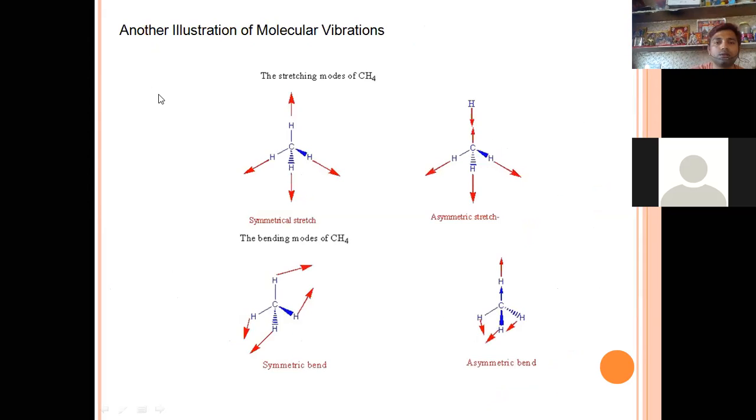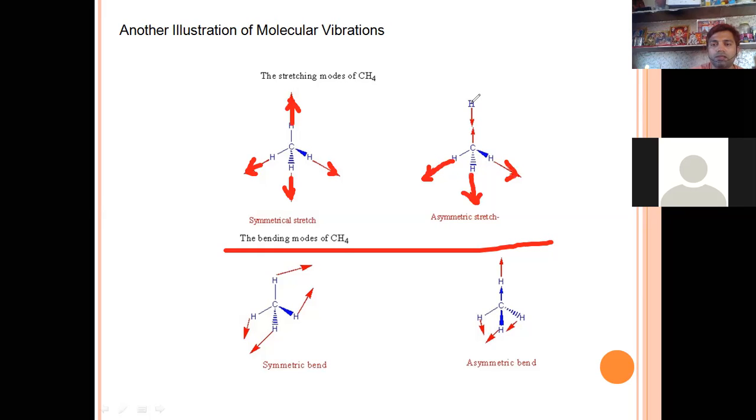We can see here in methane, only stretching we'll see. Here, upward, symmetric stretching, and this is asymmetric stretching. These three are going out, and this one is compressing. These three stretching, these three compressing. So this is asymmetric stretch. This is symmetric stretch.